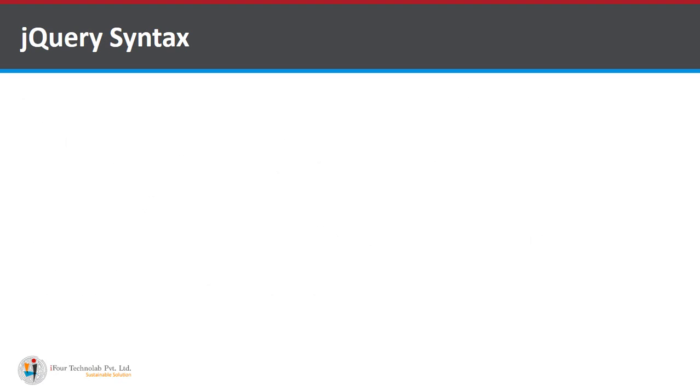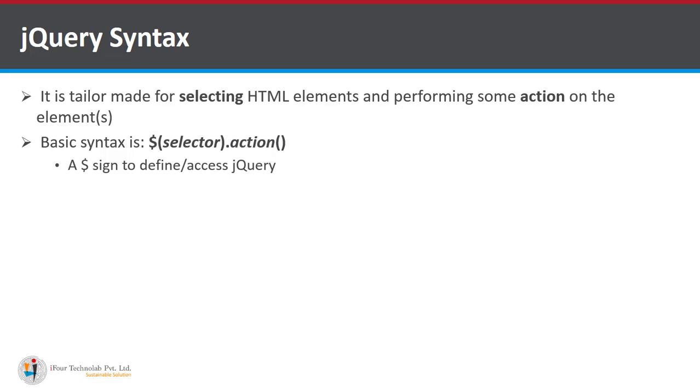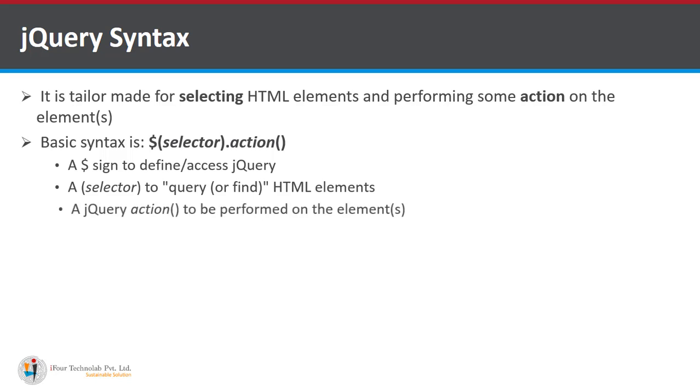Now let's see the jQuery syntax. The jQuery syntax is for selecting HTML elements and performing some actions on those elements. The basic syntax is $(selector).action(), where the $ sign is used to define and access jQuery, a selector is used to query or find HTML elements, and a jQuery action is to be performed on the HTML elements.